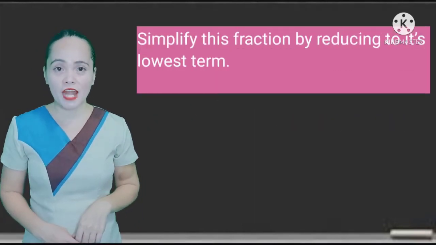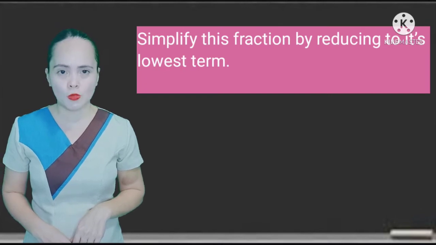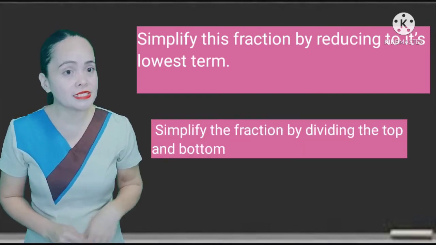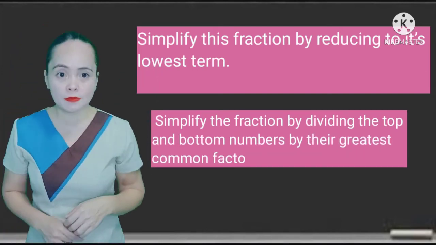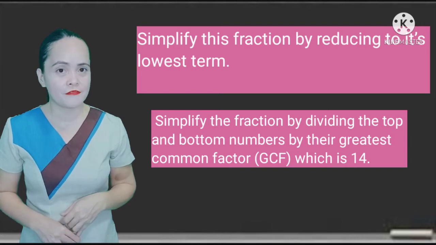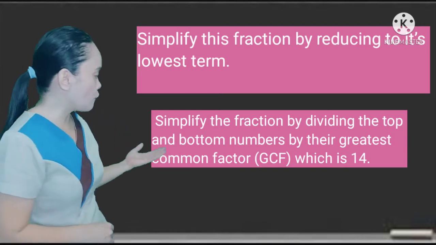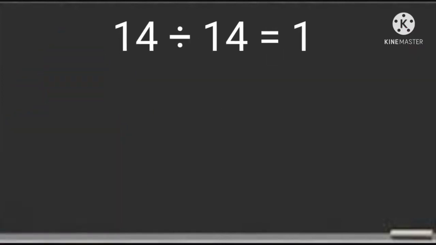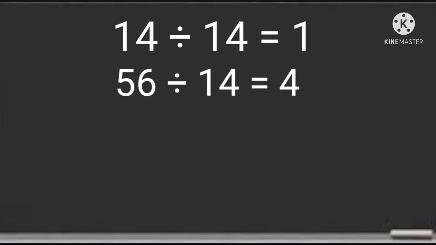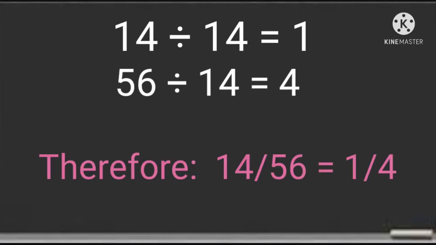Simplify this fraction by reducing to its lowest term. Then simplify the fraction by dividing the top and bottom numbers by the greatest common factor, or GCF, which is 14. 14 divided by 14 is equal to 1. 56 divided by 14 is equal to 4. Therefore, 14 out of 56 is 1/4.